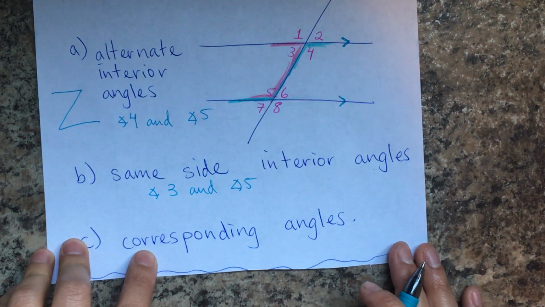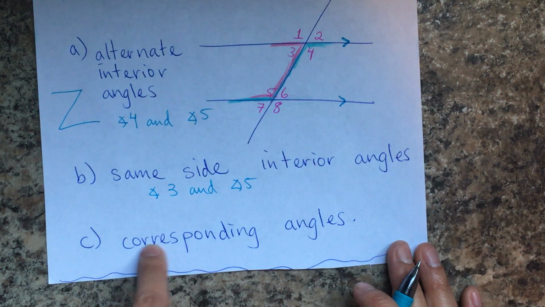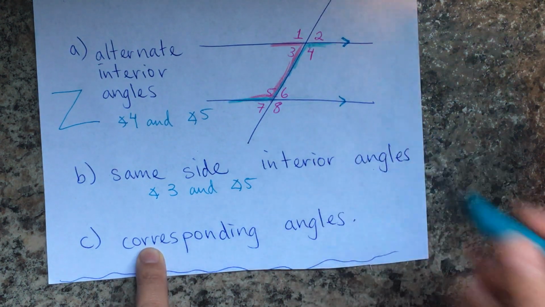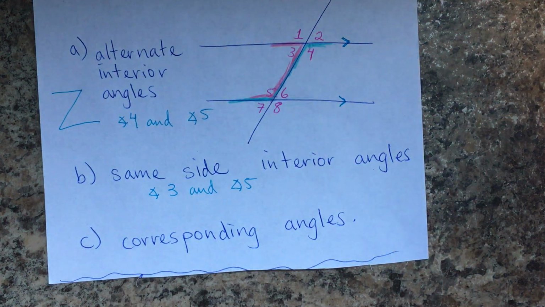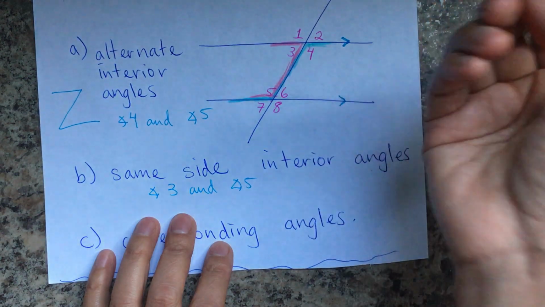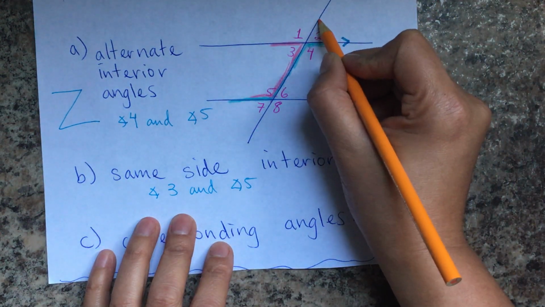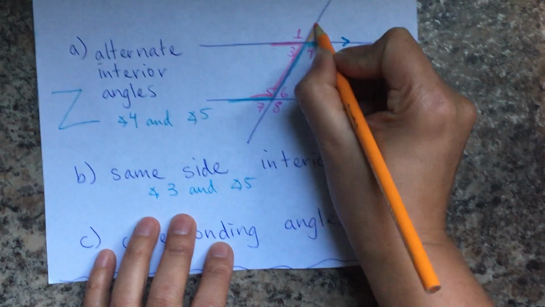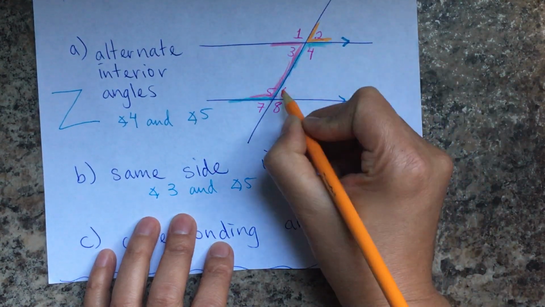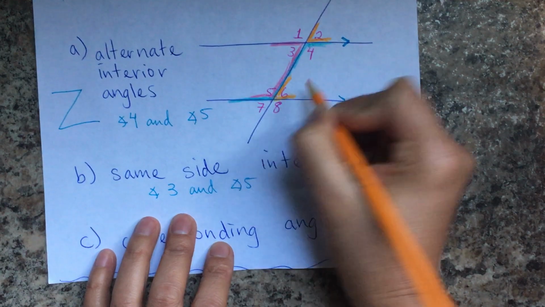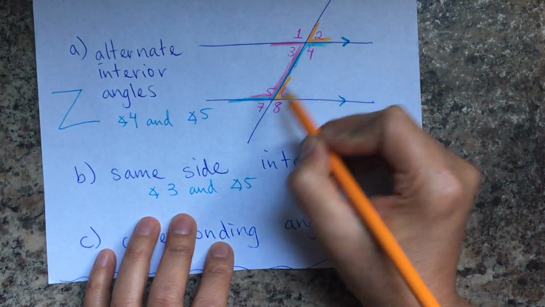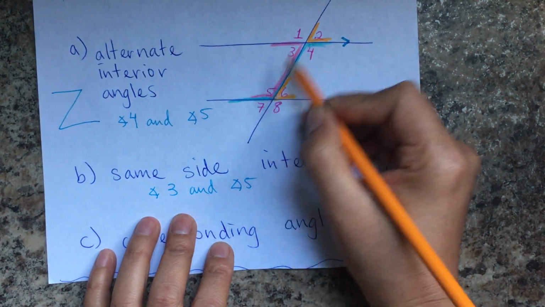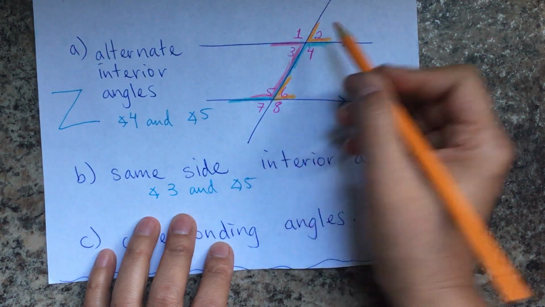And the last one, corresponding angles, double R, corresponding is double boot or double L. Let me see, I'll do orange. So this one, you're actually gonna have one in the exterior and one in the interior all the time, okay? So I'll do 2 and 6, but you could also do 8 and 4, 7 and 3, 5 and 1, 6 and 2, okay?